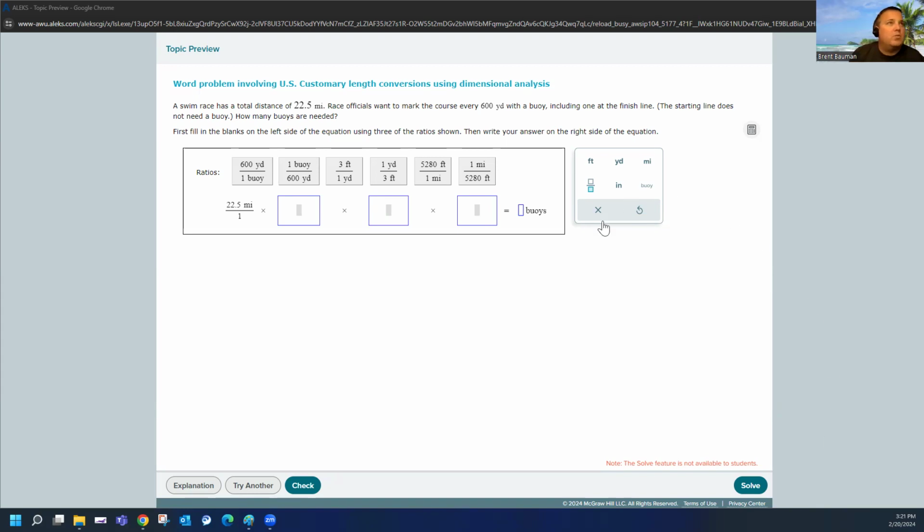Hello, class. I wanted to go over a conversion problem with a word problem here and just talk a little bit about strategy on setting these up, things like that.